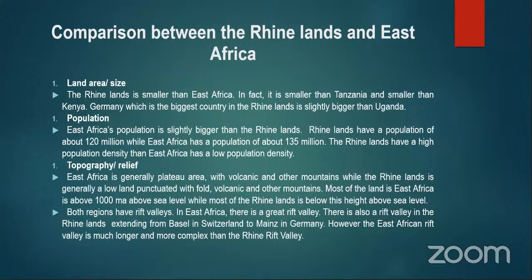We have a rift valley. Yes, speak out. We have a rift valley in East Africa. Yes, we have a rift valley. We are saying there is a great rift valley in East Africa, and there is also a rift valley in the Rhinelands. For the Rhinelands, the rift valley extends from Basel in Switzerland to Mainz in Germany.